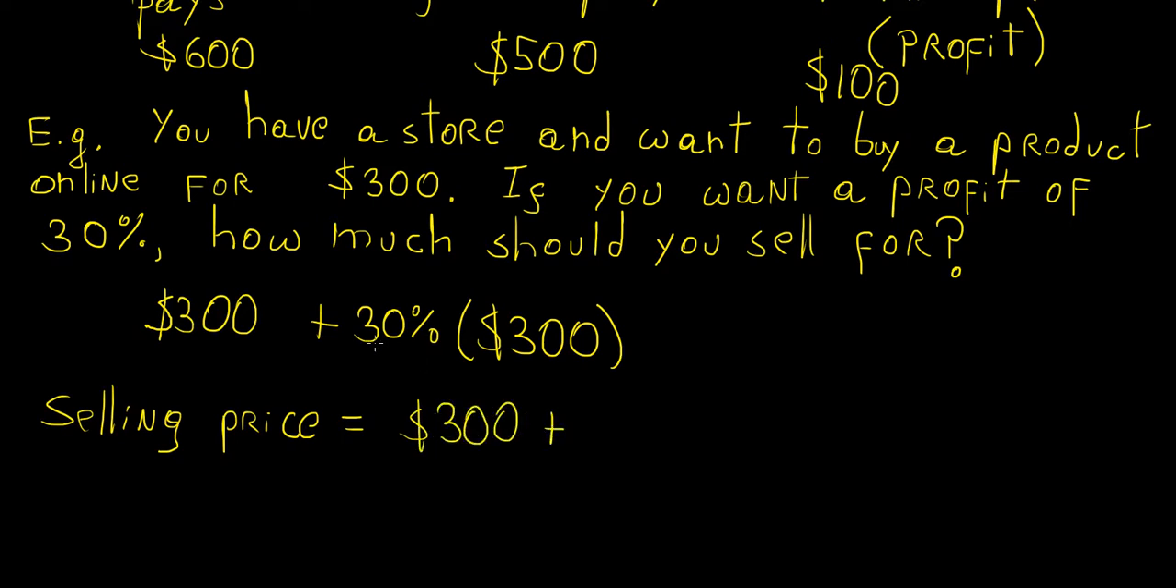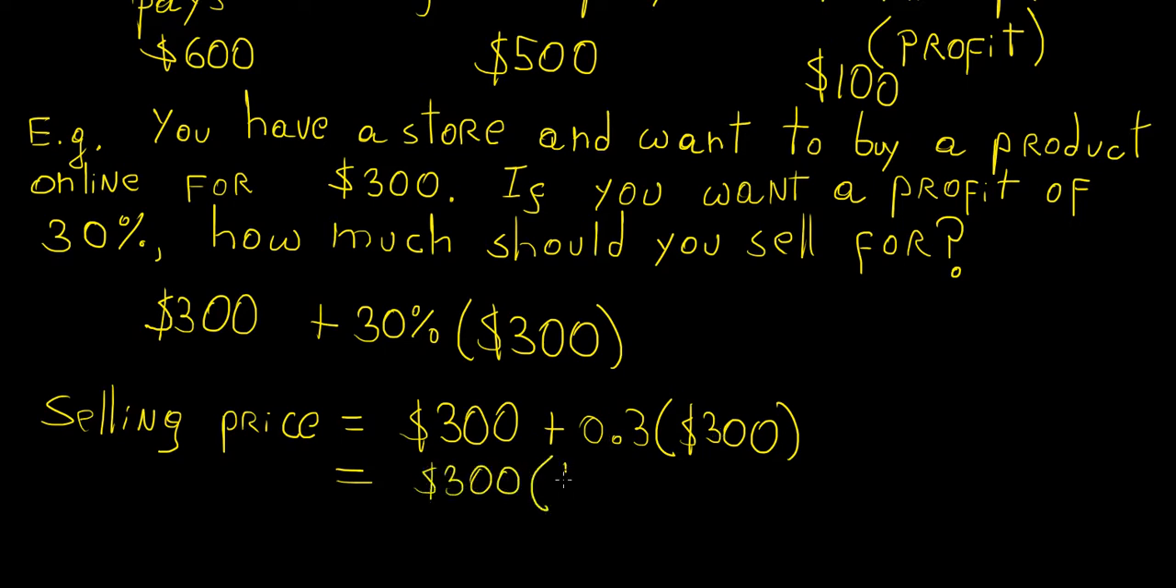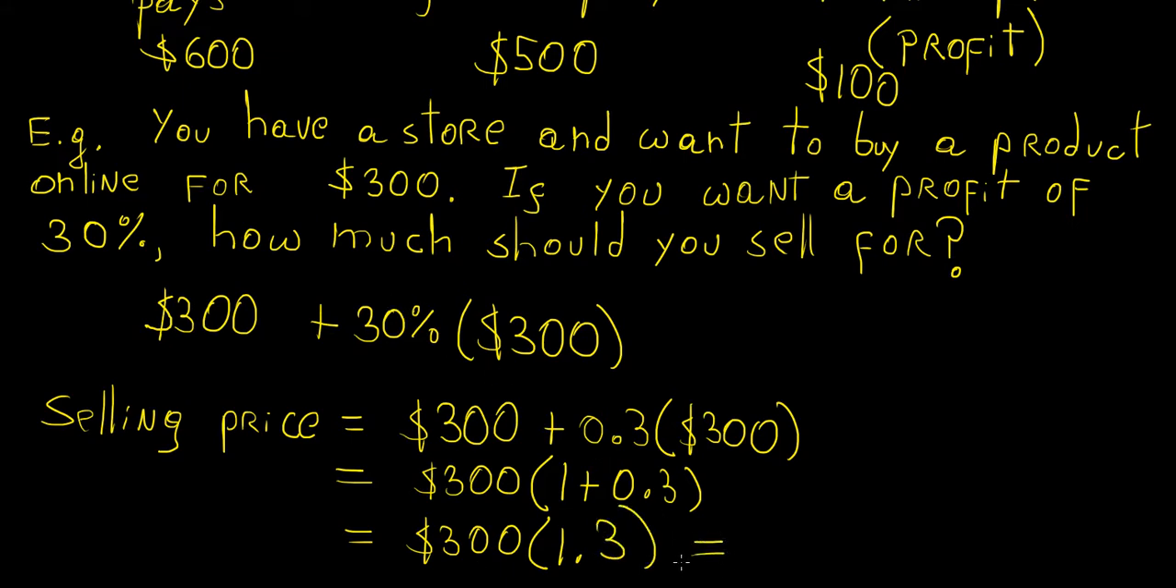And then to add the percentage, remember that we need to convert this to a decimal. So that would be 0.3 times $300. Or if you wanted to rearrange this and factor out the 300, you could write it as 300 times (1 + 0.3). And then you could just write this as 300 times 1.3, as we have done in previous videos. So if you put that in your calculator, that comes down as $390.